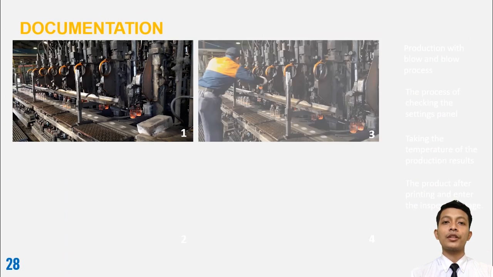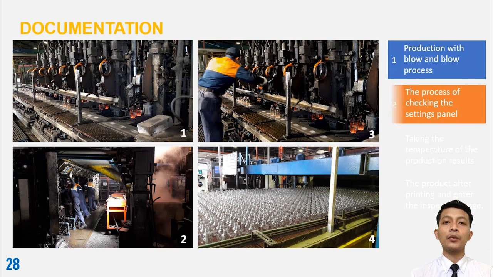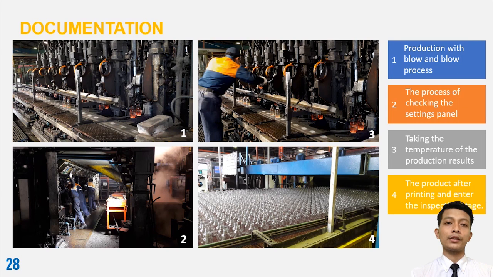This is about documentation. The first, production with the blue process. The second, the process of checking the setting panel, and then the picture of taking the temperature of the production result. And the last, the production after printing and entering the inspection stage.